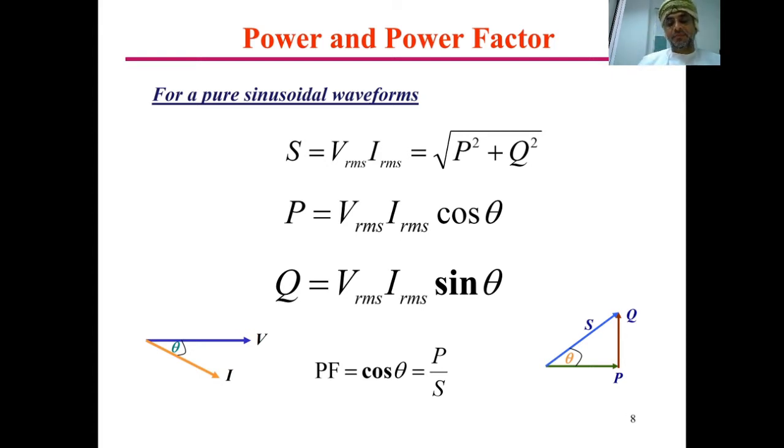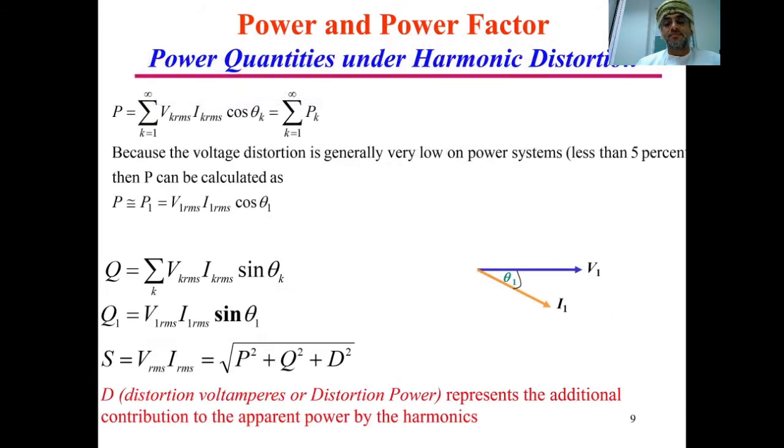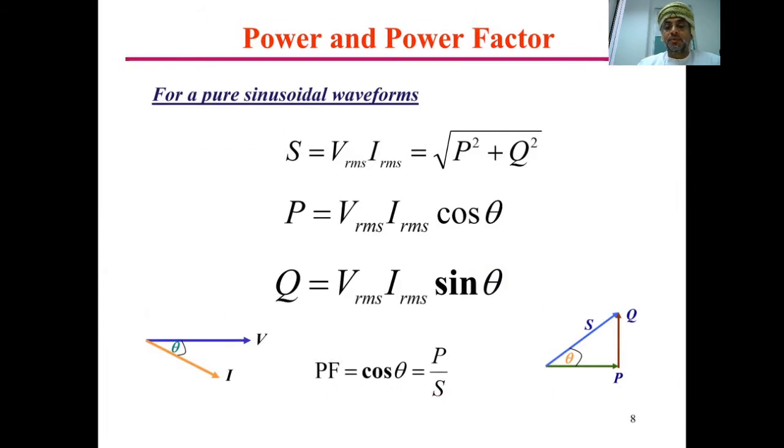And the power factor will be the angle between S and P, or the angle between voltage and current, since the current will be over here in phase with the power, and the voltage will be over here. So the angle between V and I, or between P and S, will give the angle of the cosine, or the power factor. This is if we have a pure sinusoidal waveform.